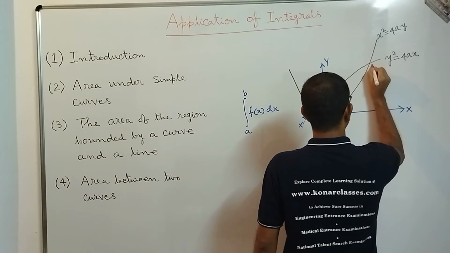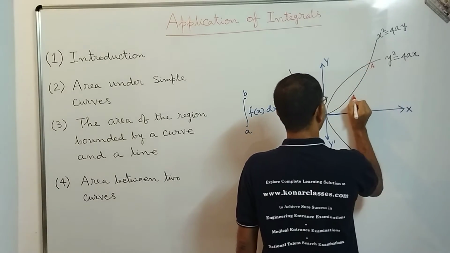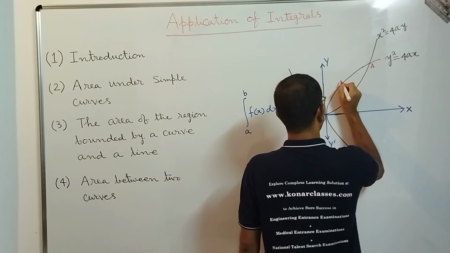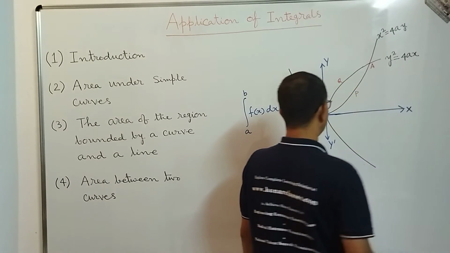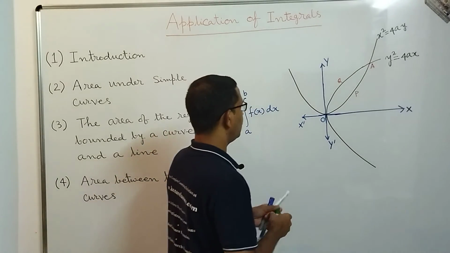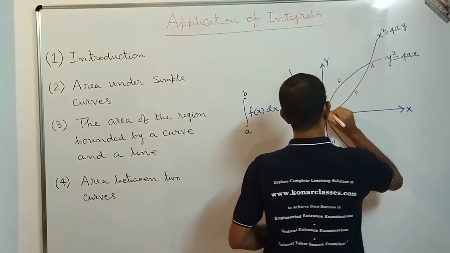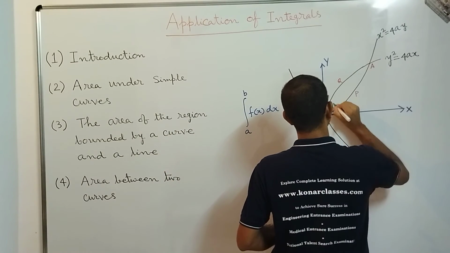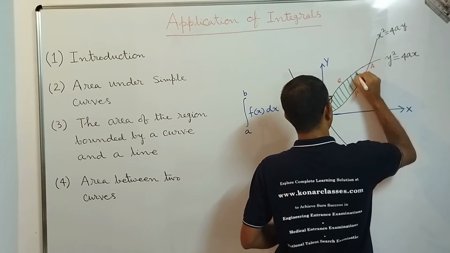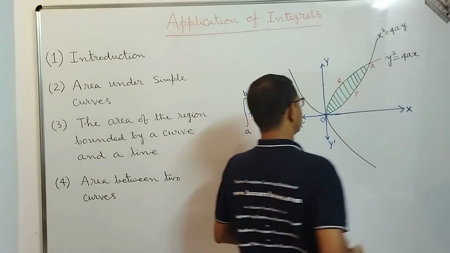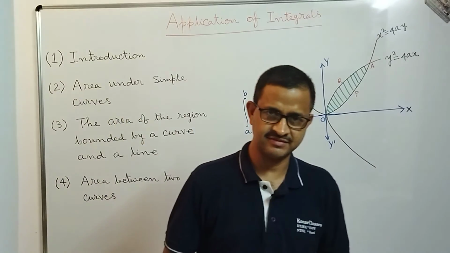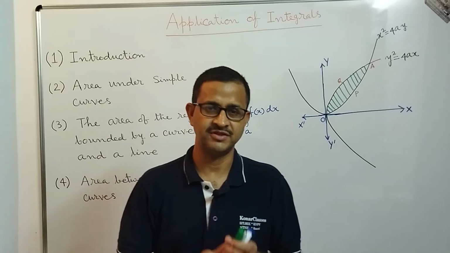Suppose this is the point A. Suppose we take a point on that arc, P, and another point here, Q. So we are interested to find the area of the region OPAQO. That means this region is what we are interested to find the area of. All this we will learn in the coming classes, how to find all these things.